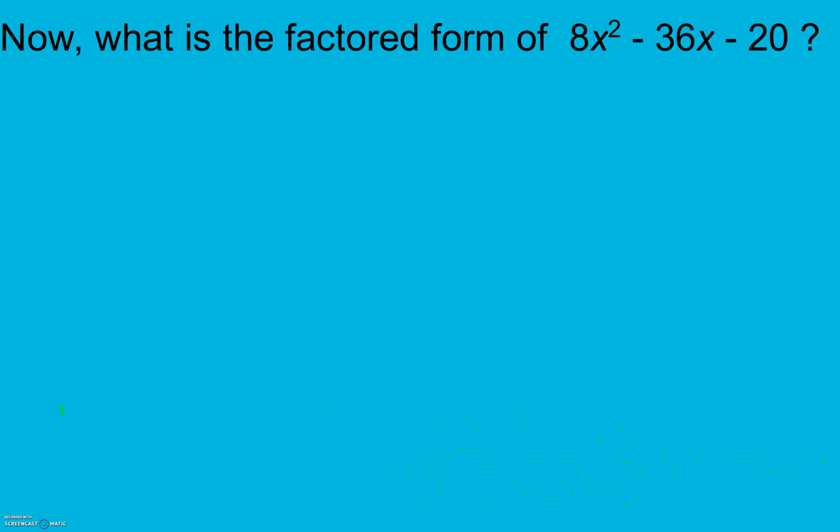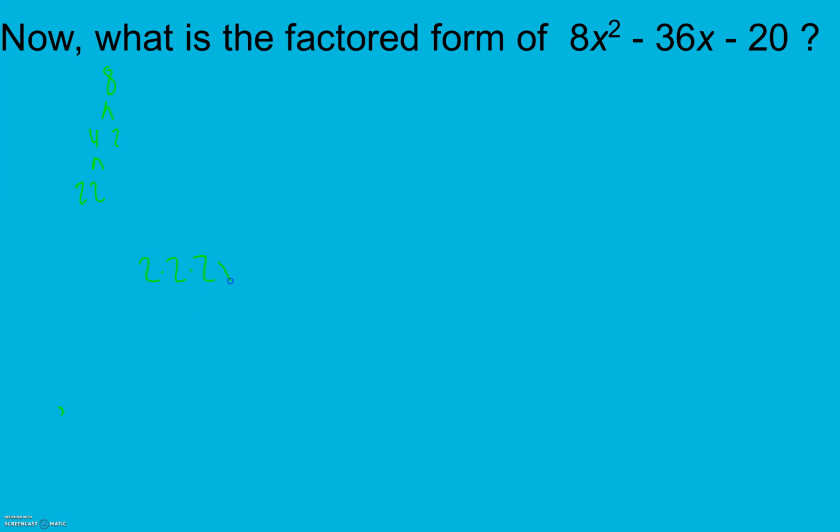Now feel free to pause here and give this a try if you'd like. If we look, we have 8, 36, and 20. They're all even. So we know that we're going to be able to factor out something. We're just not sure what it is at first glance. So if you recognize that we can take out a 4 because 8, 36, and 20 are all divisible by 4, perfect. If not, go ahead and factor them the same way that we have.